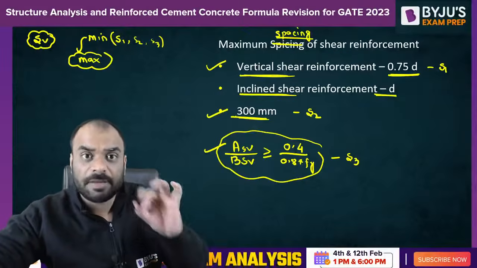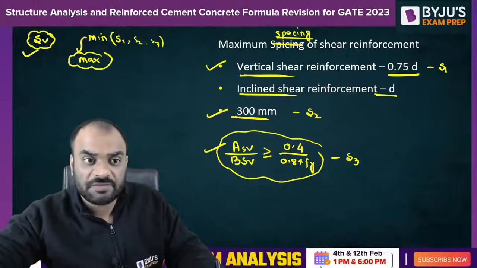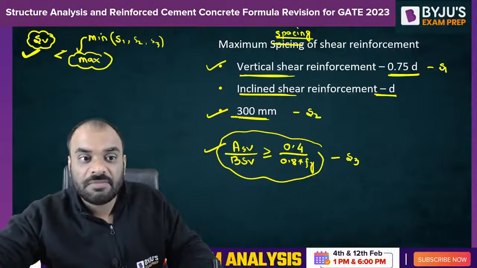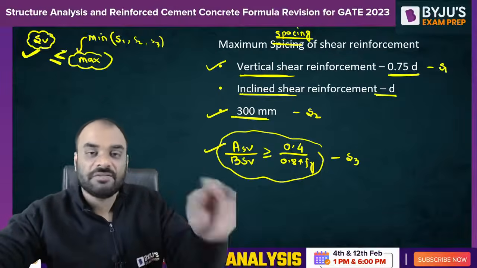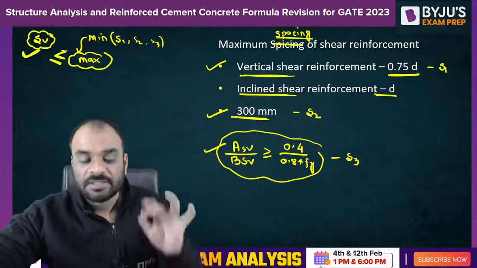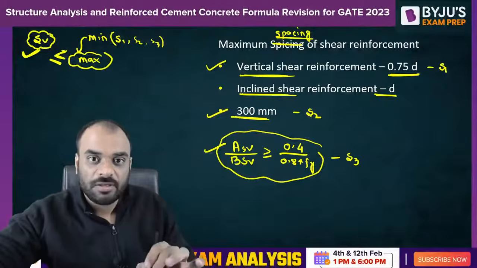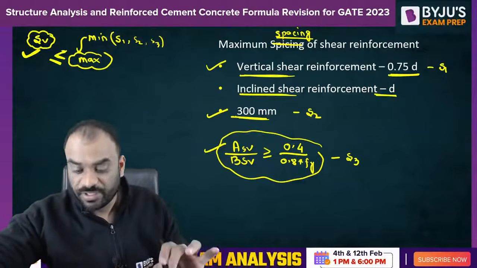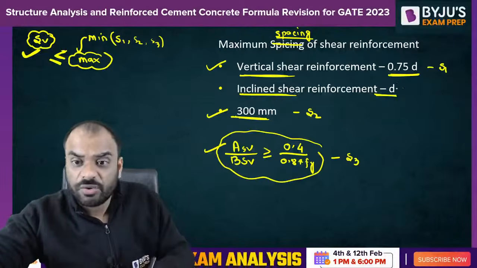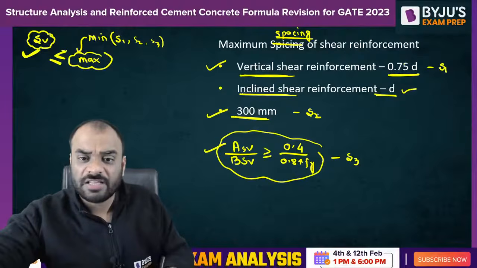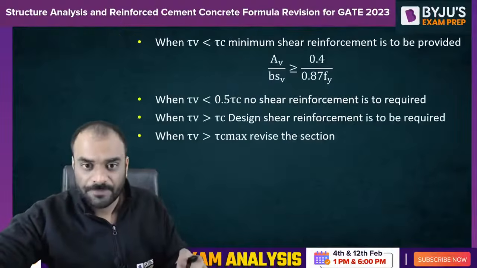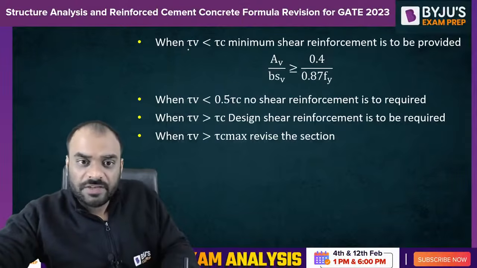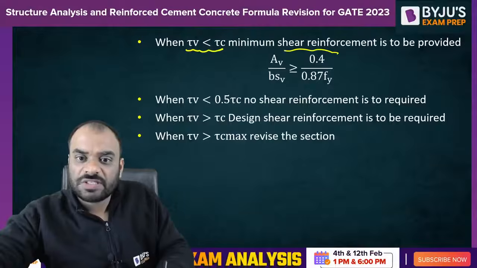And the spacing which you have provided should be less than the maximum permissible spacing. That should be our condition. Then only our design will be okay. Otherwise not. The same thing should be applicable for the inclined shear reinforcement. For inclined shear reinforcement, you need to use D in place of 0.75 D, and the rest two things are same. Clear?